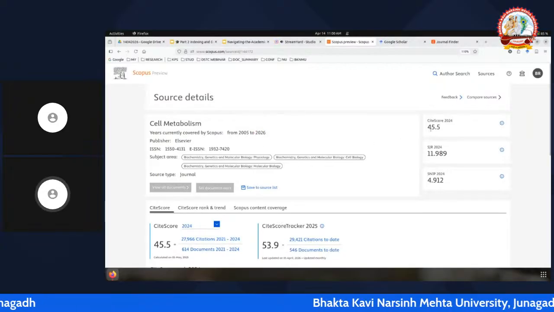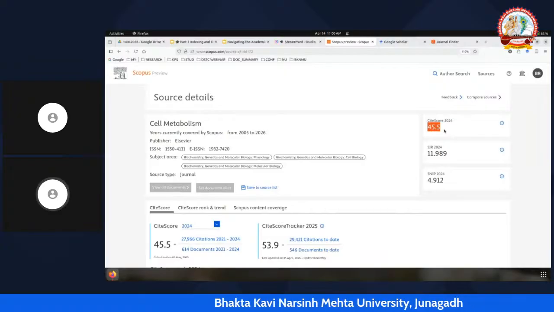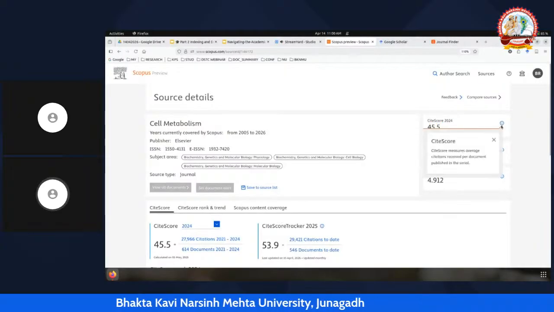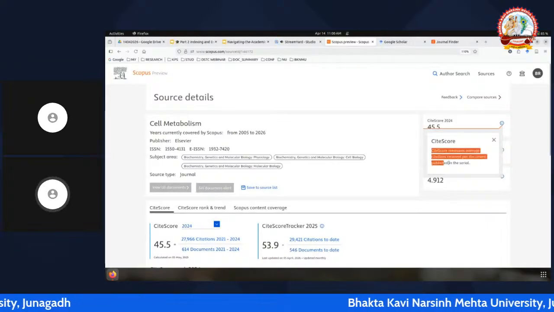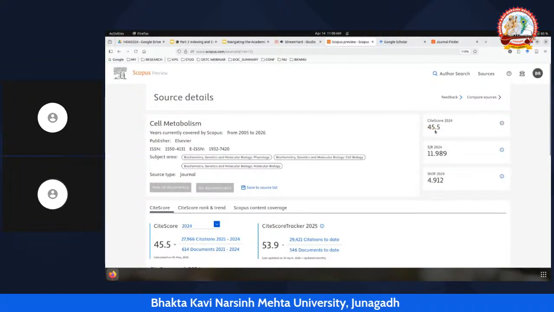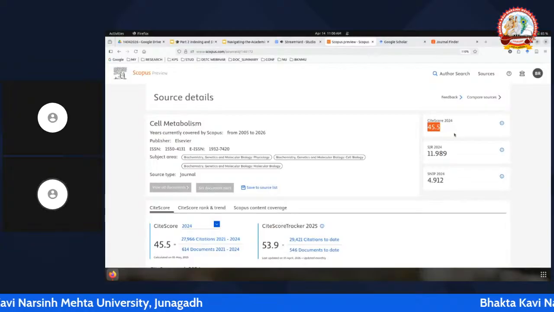Here we have site score, that is 45.5. That is absolutely fine. You can find this site score. What about the site score? Site score measures average citations received per document published in a serial. That means whatever the results you can see here, 45.5.